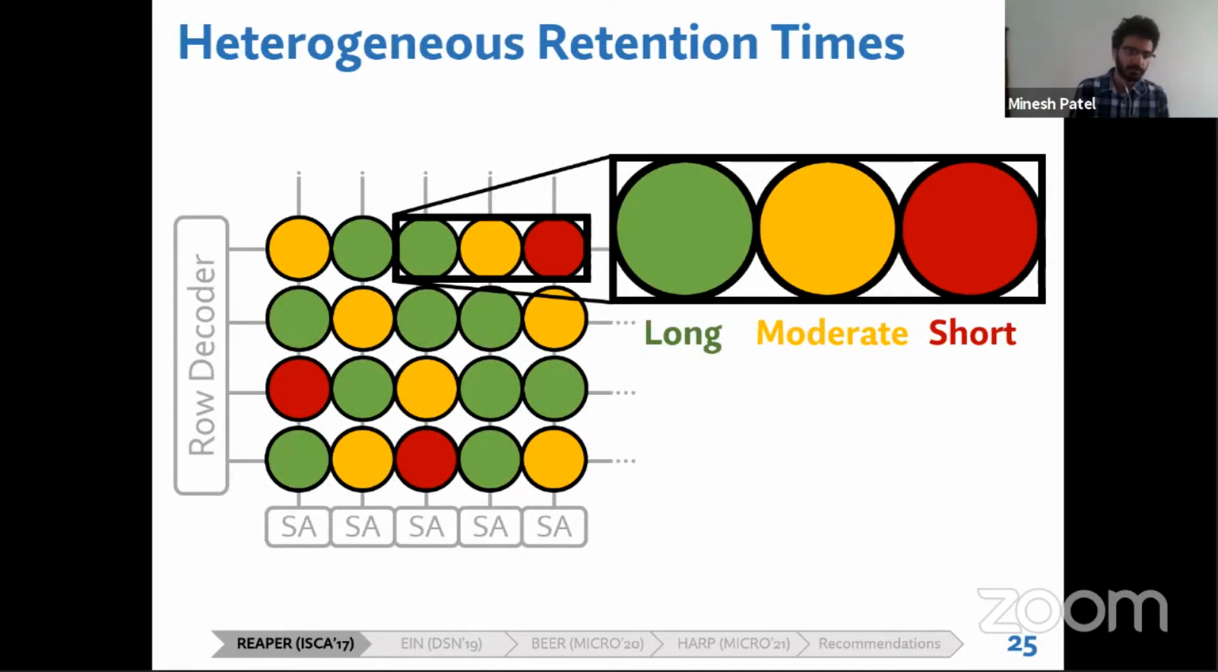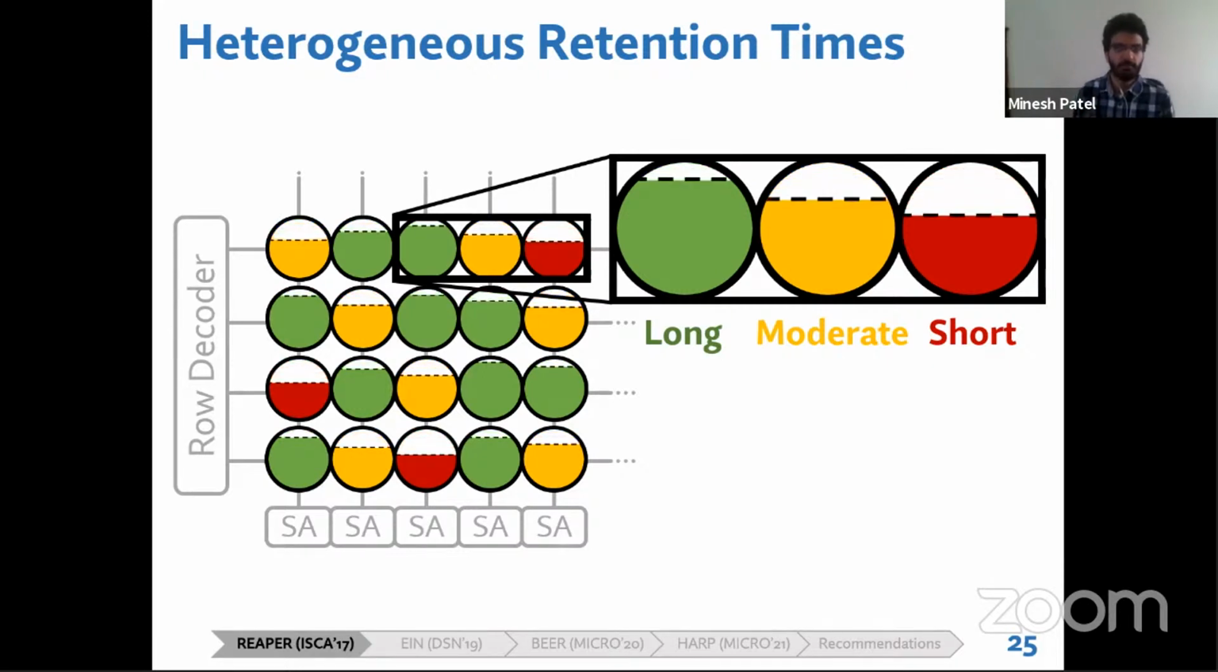So given these sources of variation, let's take a look at a more realistic picture of DRAM refresh. Here we have cells with varying retention times, and the green cells here are shown with long retention times and the red cells with short retention times. And we see that the red cells that have short retention times come much closer to failure than do the green cells with long retention times.